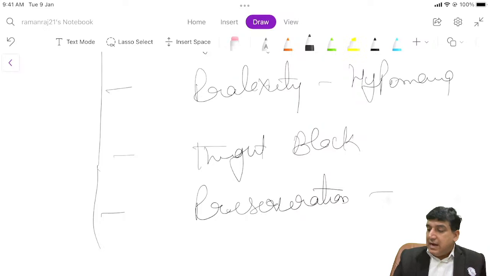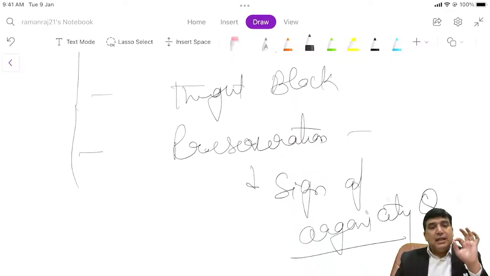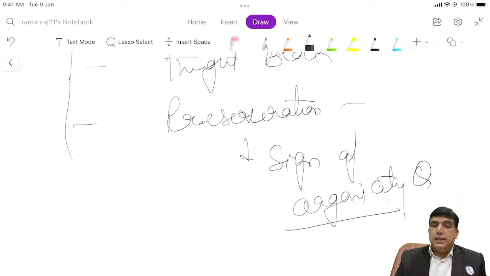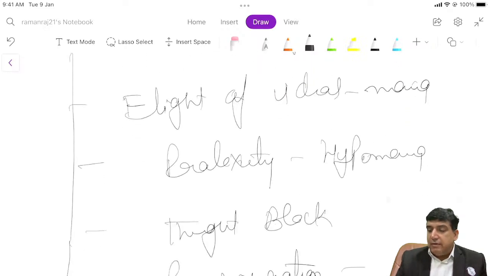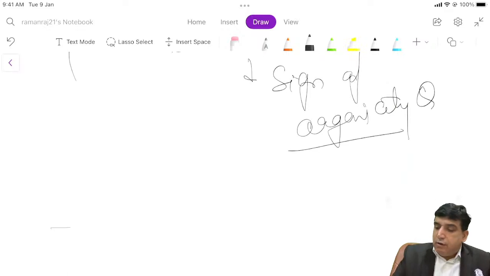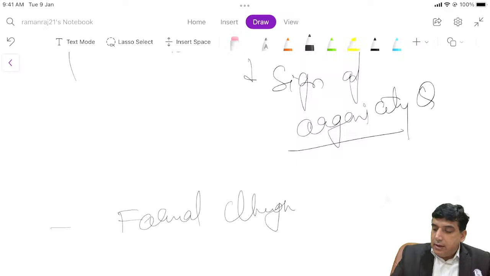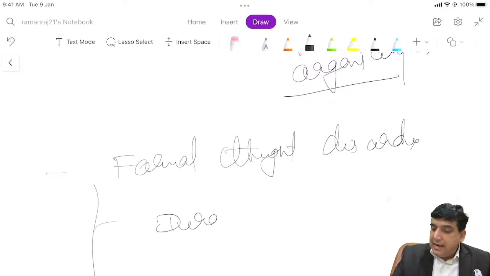This is perseveration. It's a sign of organic disorder, a sign of organicity. If the person has perseveration, there is a very high chance of an organic disorder, like visual hallucination. So thought block, perseveration, prolixity, flight of ideas make up flow or stream of thought, and we have formal thought disorder. In formal thought disorder we describe derailment.